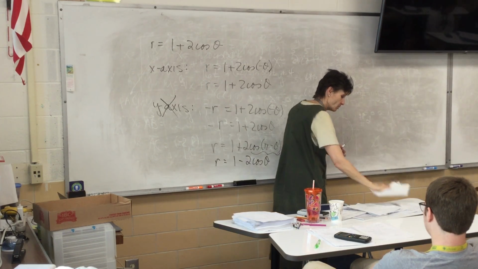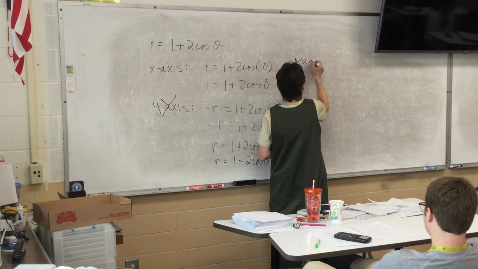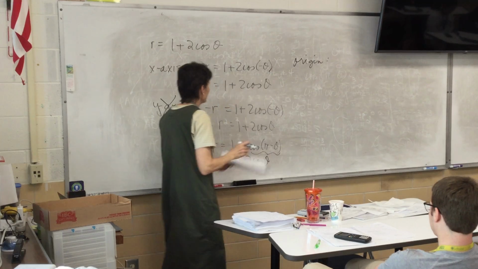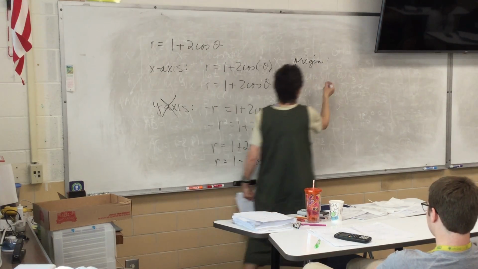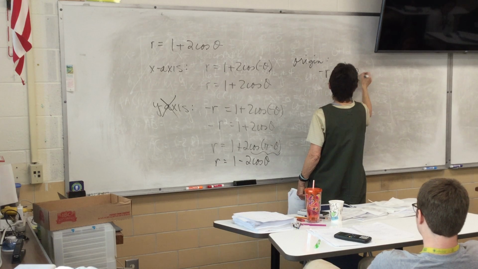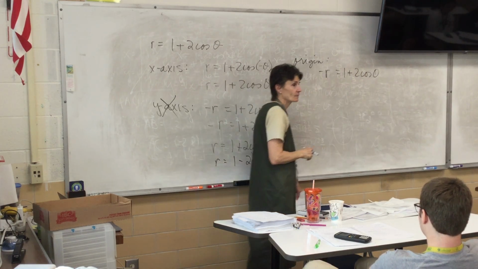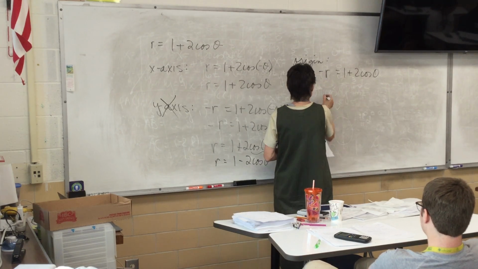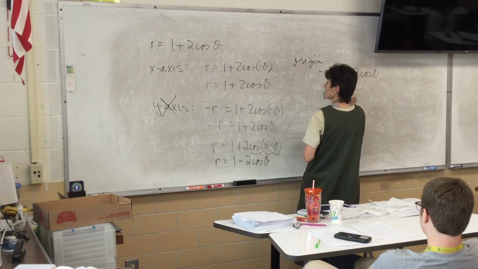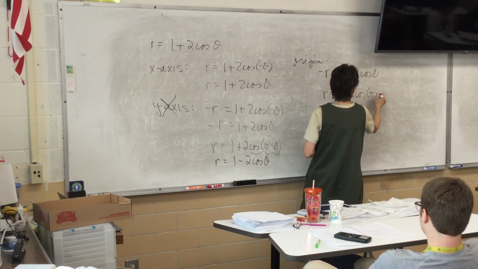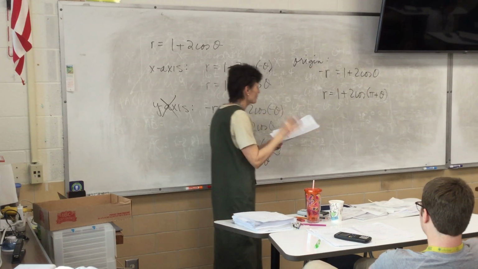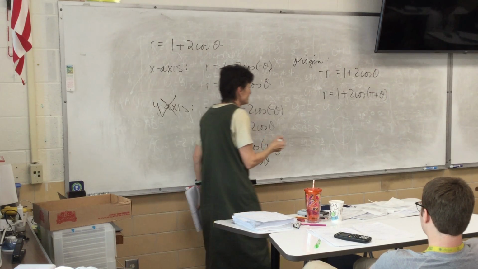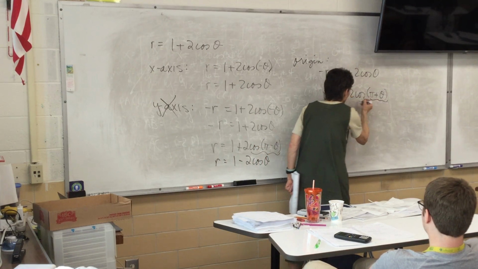All right, now the origin. The first test says put in a negative r. So that would be negative r equals 1 plus 2 cosine. No, right? That's not going to work. So then the second one says put in a pi plus theta, or theta plus pi, same thing. All right, so now I need to do this and figure out what this is.